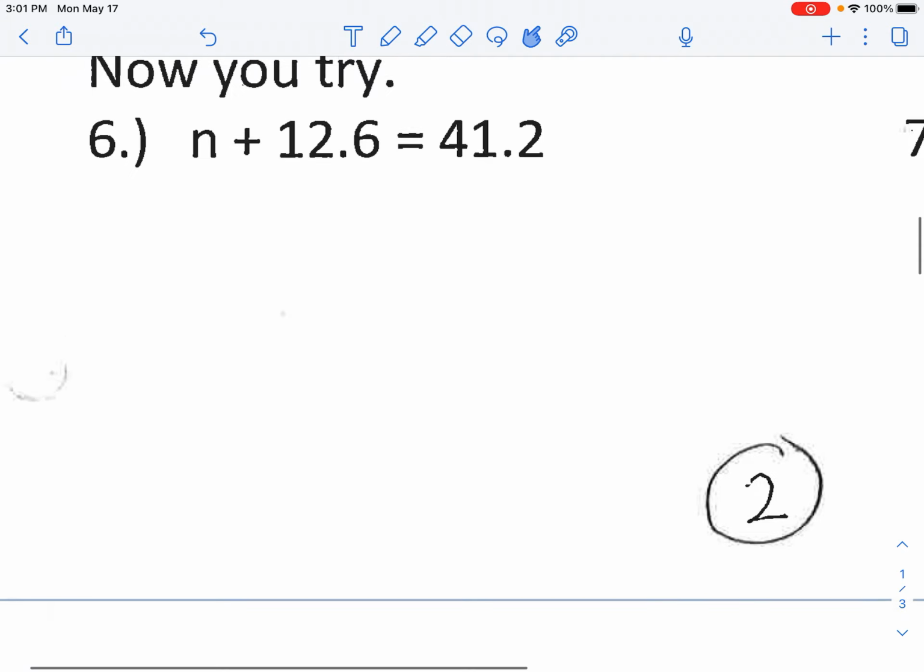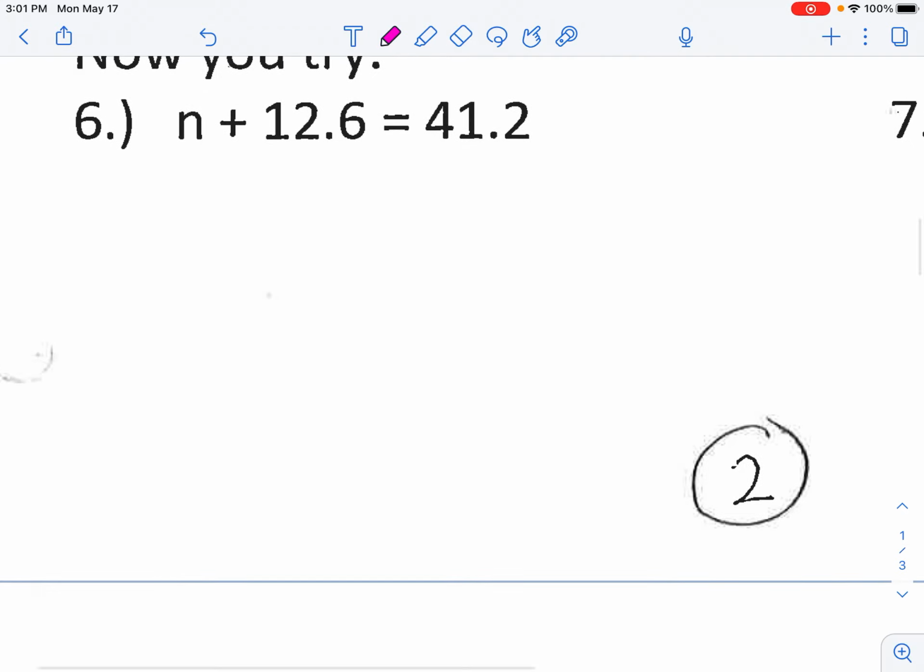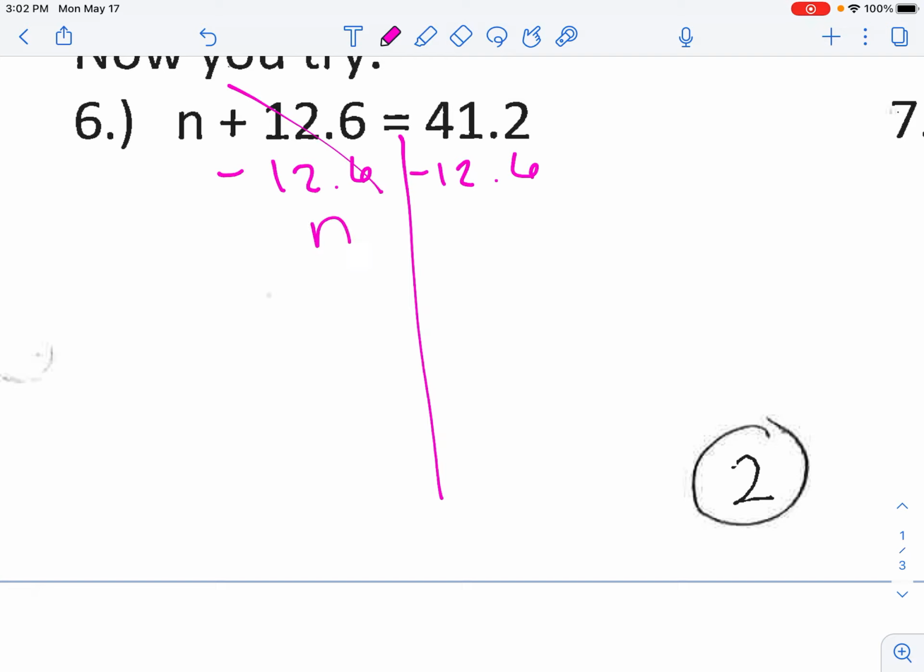Okay, so the first thing that you should have done is to draw your mirror. The opposite, or the inverse, of adding is subtracting. So to get rid of a positive 12 and 6/10, we're going to subtract 12 and 6/10. So 12 and 6/10 minus 12 and 6/10 is 0, so that's going to cancel. All you have is n.